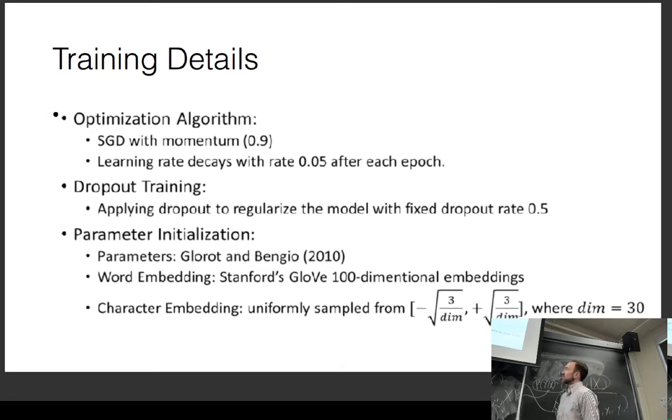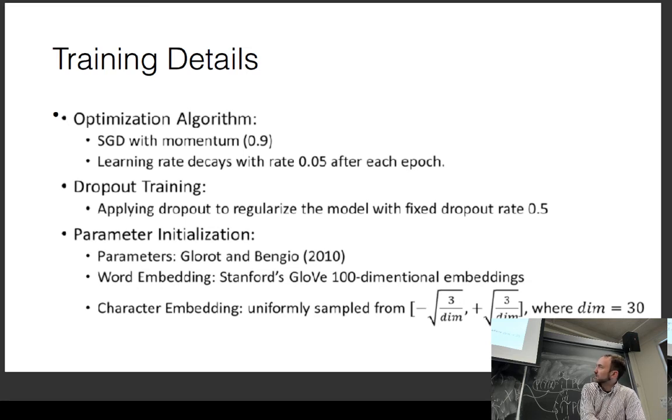So like anything else, optimization is important. So parameters are important. SGD with momentum. This could probably be substituted for Adam or something else like that. Learning rate decay. So as I mentioned before, you reduce the learning rate to help prevent overfitting. You apply dropout with a fixed rate of 0.5. And parameters are initialized, and it uses word embeddings.